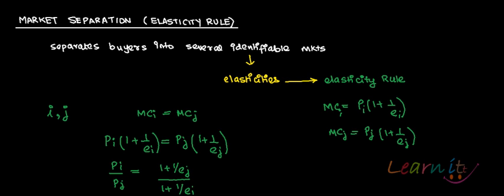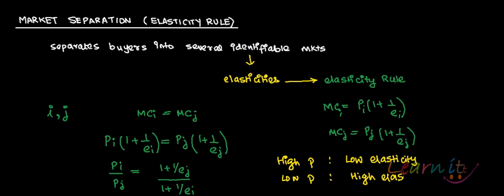So I'll just write this: high price, low elasticity. Low price, high elasticity.